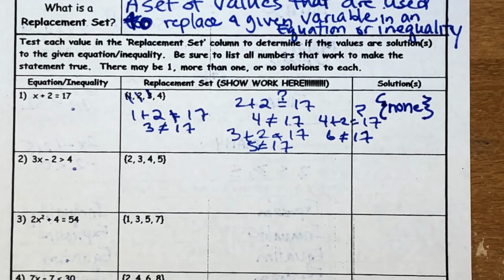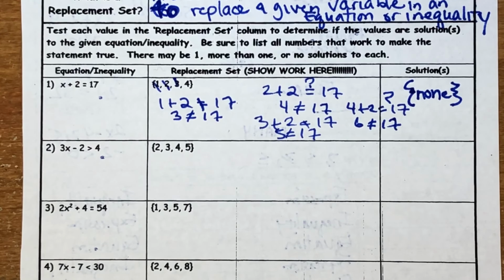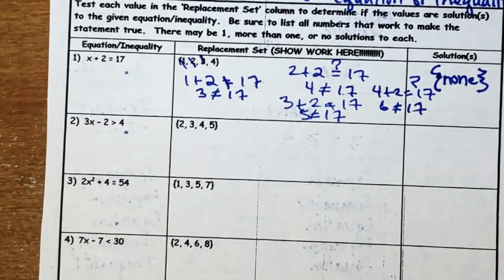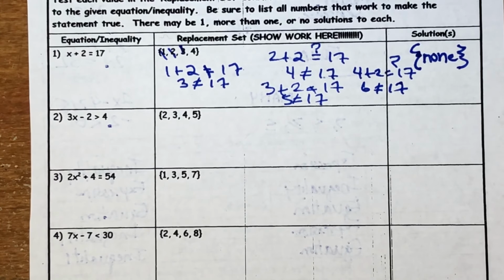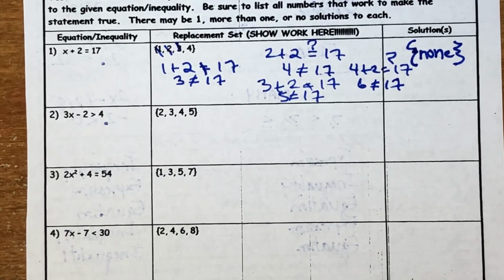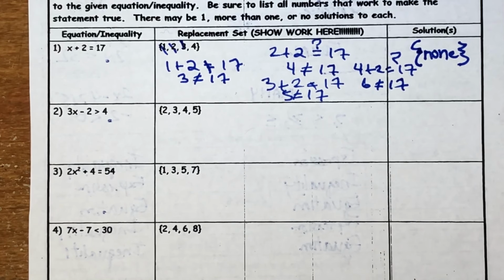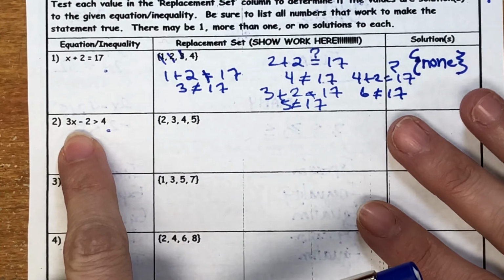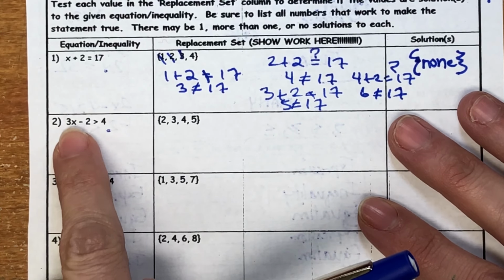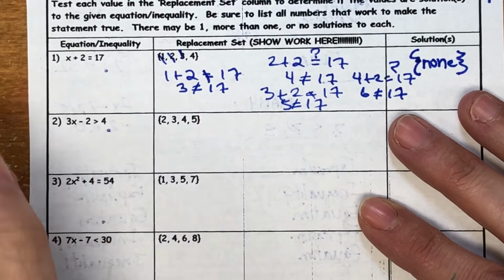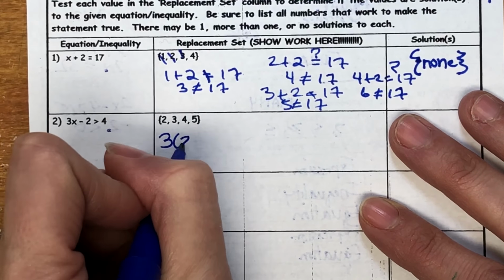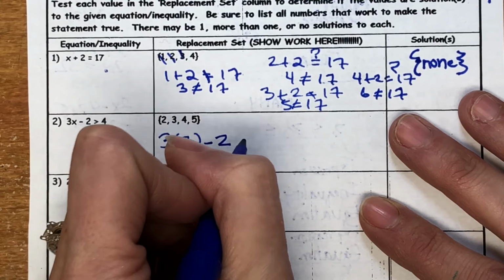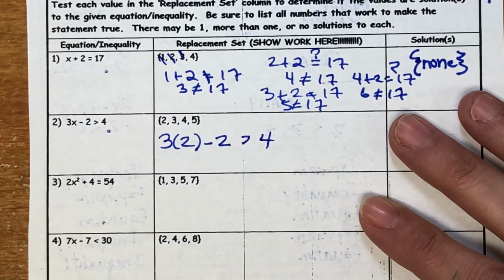Okay? The next thing I'm going to try is an inequality, because I have an inequality symbol. So I might have 1 work, 2 work, 3 work, 4 work, or none of them work. The first one I want to do is plug 2 in for x. Every time I see the variable, I'm going to replace it. So the first one is 3 times 2 minus 2, and I want to see if this side is going to be greater than 4.